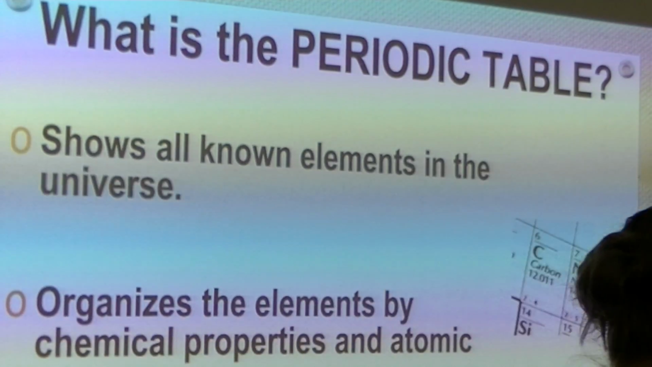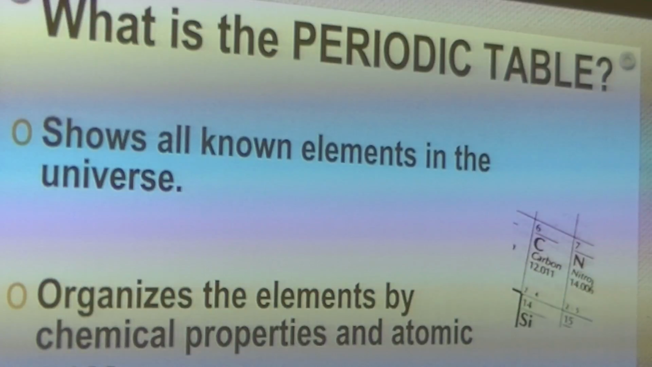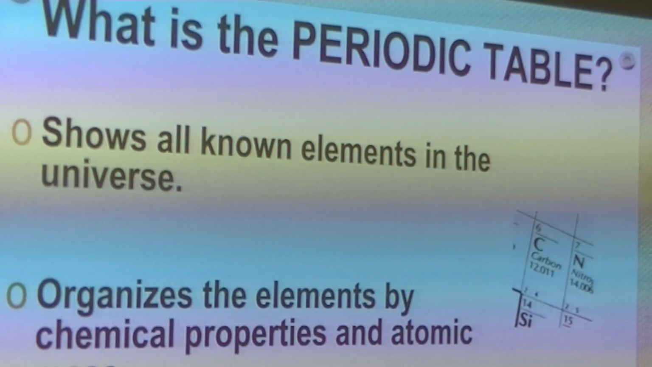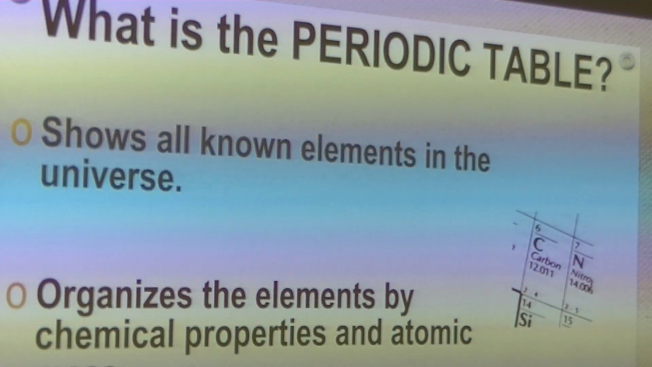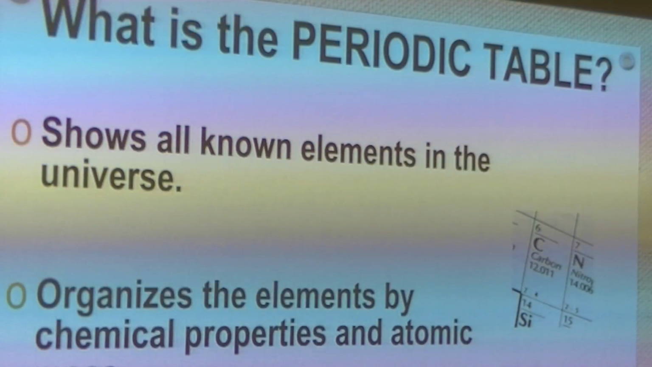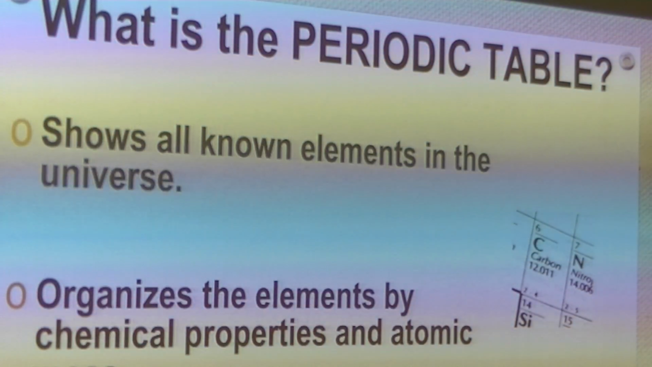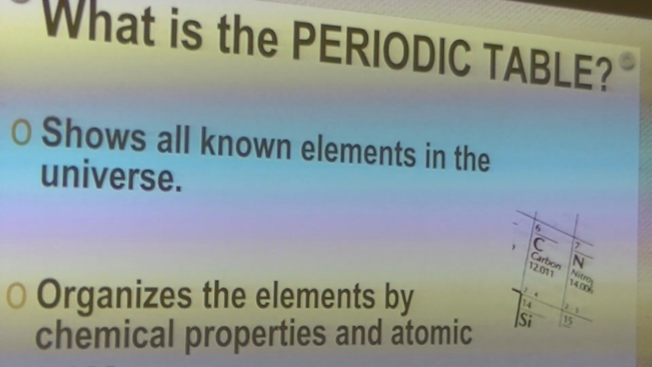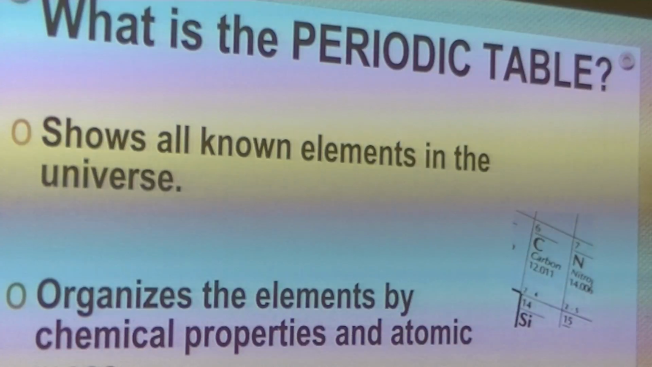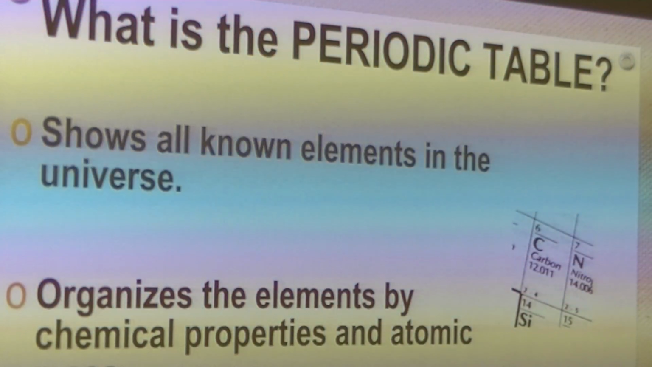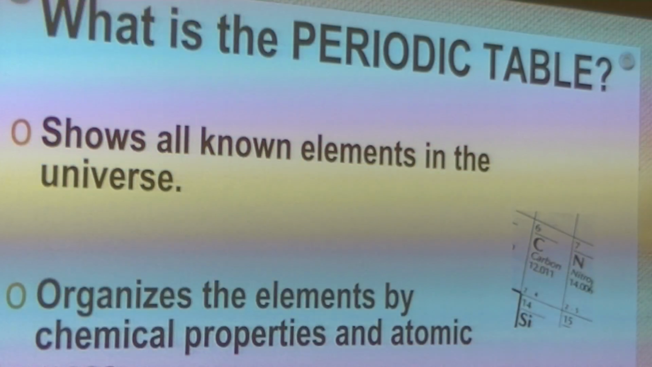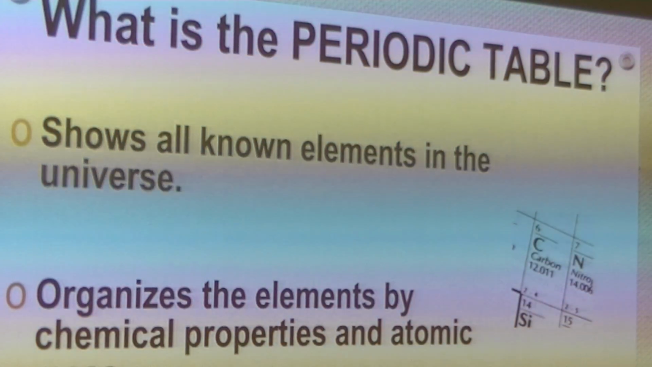Okay, so what is the periodic table? The periodic table shows all known elements. All known elements in the universe. All known elements is the next blank. And is organized by chemical properties and atomic mass.